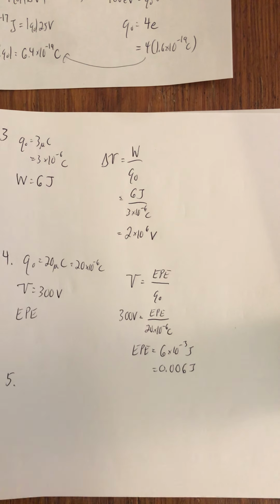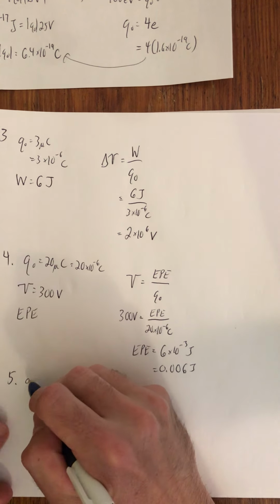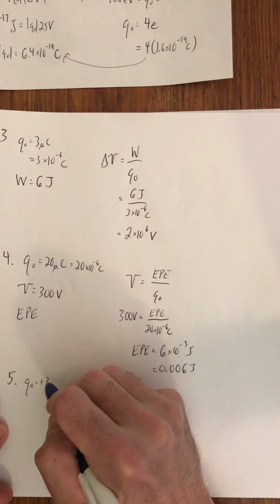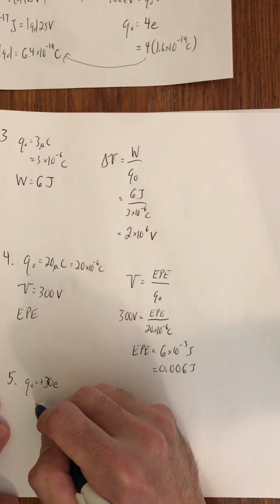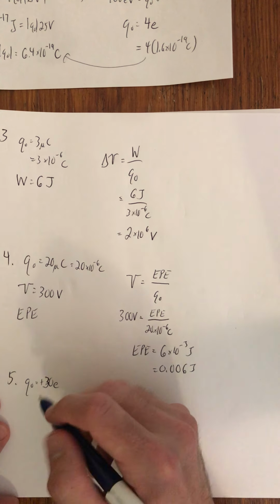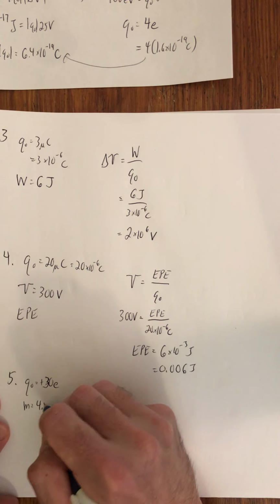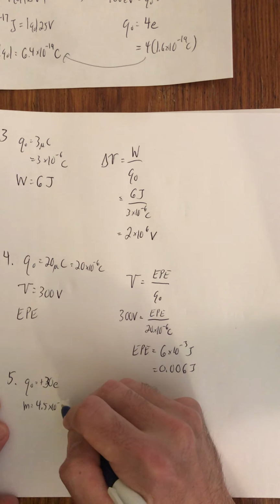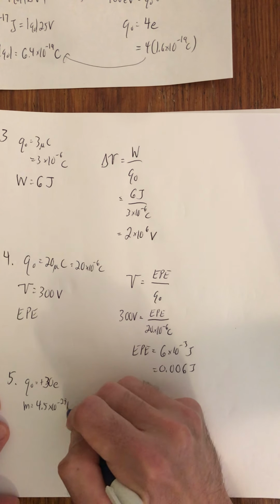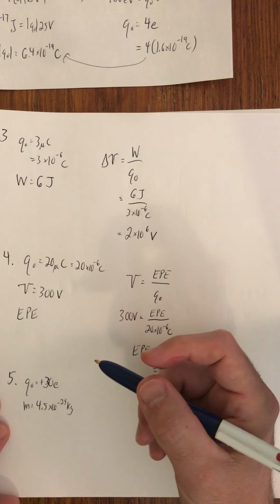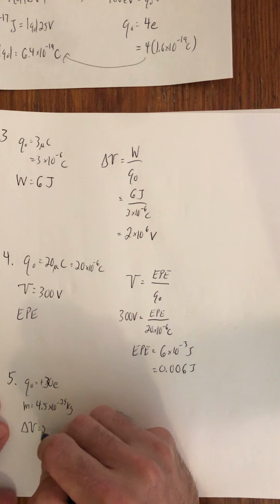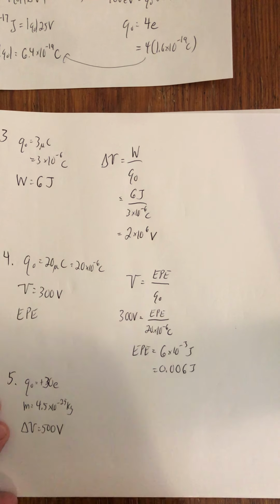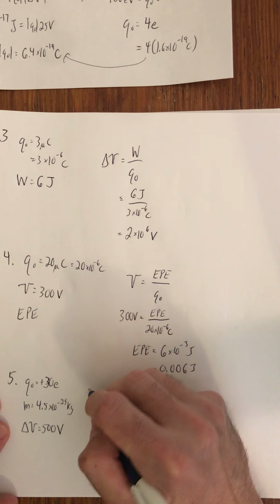An object with a charge of 30e, so plus 30e, and a mass of 4.5 times 10 to the negative 25 kilograms is placed in an electric field at rest. It speeds up as it moves through a potential difference of 500 volts. How much work was done to the object in electron volts, in joules, and final speed? Okay, so here we go.